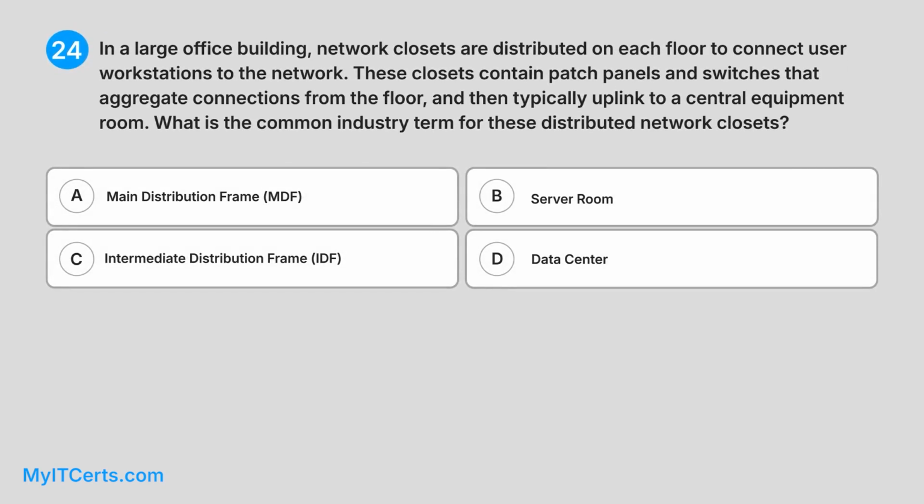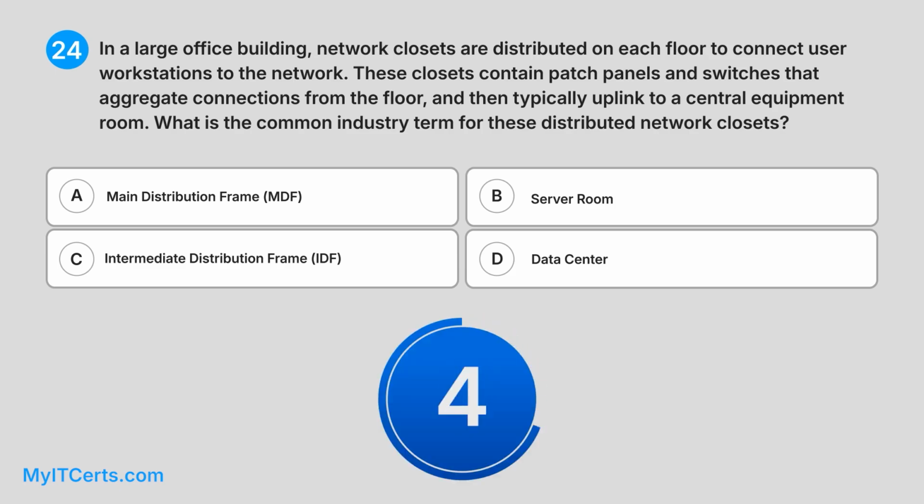24. In a large office building, network closets are distributed on each floor to connect user workstations to the network. These closets contain patch panels and switches that aggregate connections from the floor and then typically uplink to a central equipment room. What is the common industry term for these distributed network closets? A. Main distribution frame, MDF. B. Server room. C. Intermediate distribution frame, IDF. D. Data center. What do you think is the answer?